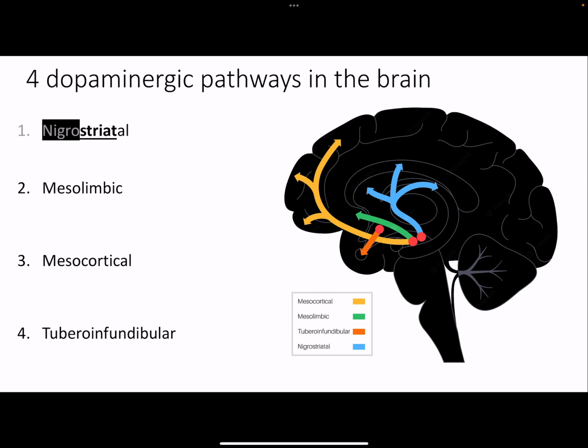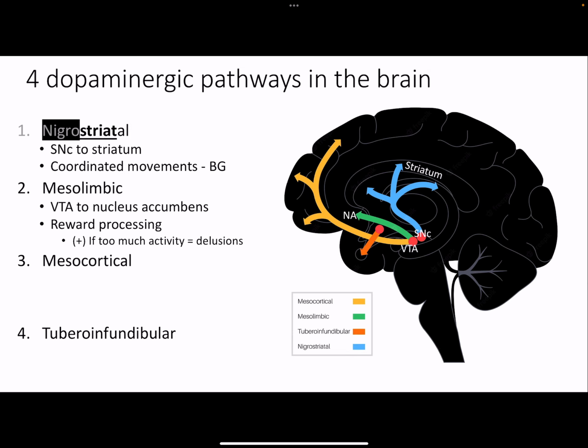All right, so nigrostriatal, think about the name: substantia nigra, that's the dark part, the black substance, and the striatum, which is the caudate and the putamen. So this is going to be coordinated movements in the basal ganglia. Mesolimbic is going to be the VTA to the nucleus accumbens, and this is really just the reward pathway, reward processing. So you get a positive symptom in something like schizophrenia. If you have too much activity of the mesolimbic system, you're going to have delusions.